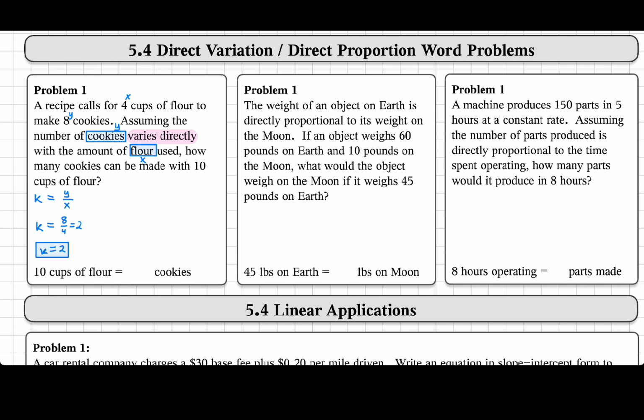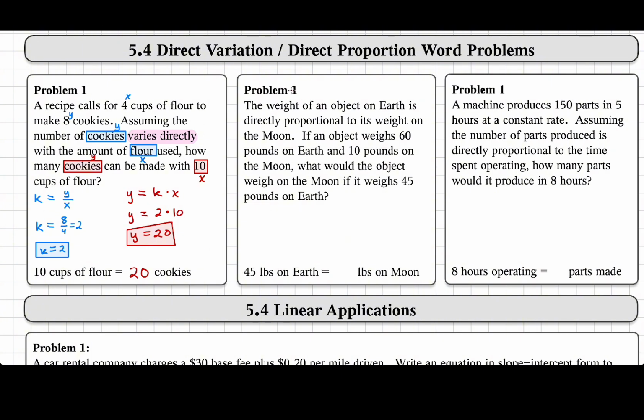Okay, the next step is to then figure out how many cookies can be made with 10 cups of flour. So here we have cookies. That's my y. And flour is the 10. So that number represents my x in this case. So we're going to set y equal to k times x. We're looking for y. Y is equal to 2 times 10. So y is equal to 20. So in other words, 10 cups of flour equals 20 cookies.